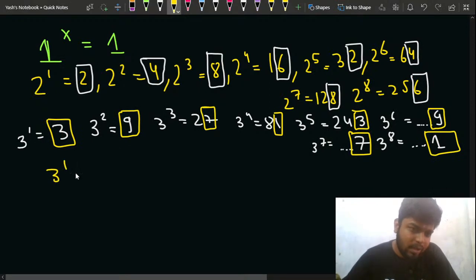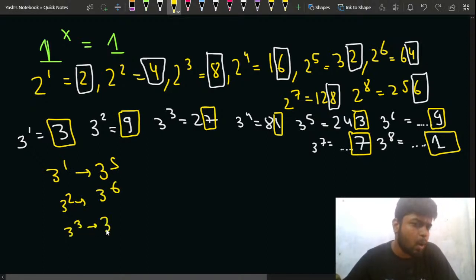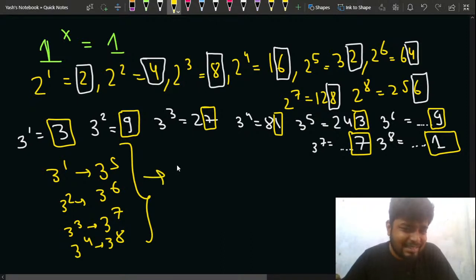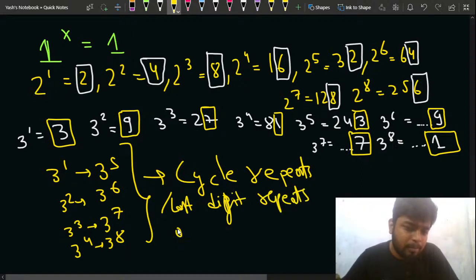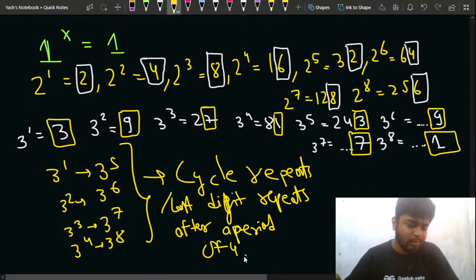So that means 3 to the power 1 is similar to 3 to the power 5, 3 to the power 2 is similar to 3 to the power 6, 3 to the power 3 is similar to 3 to the power 7, and 3 to the power 4 is similar to 3 to the power 8. Here also you can observe that the cycle repeats, or you can say the last digit repeats after an interval of 4, after a period of 4, right? Everyone agrees on this? Everyone is clear with this much part?